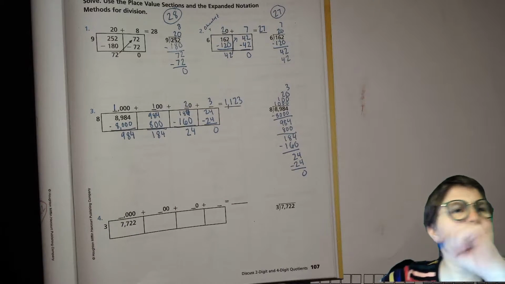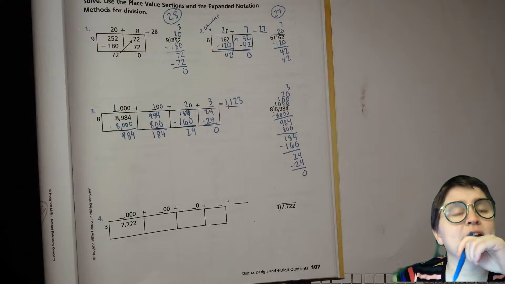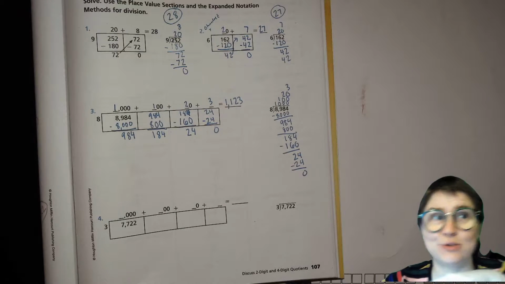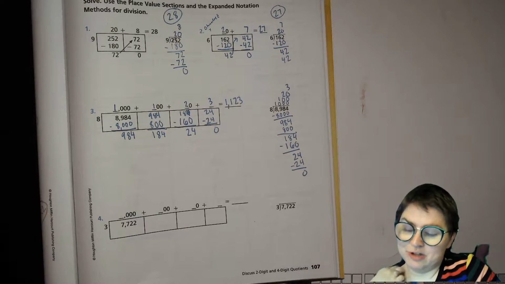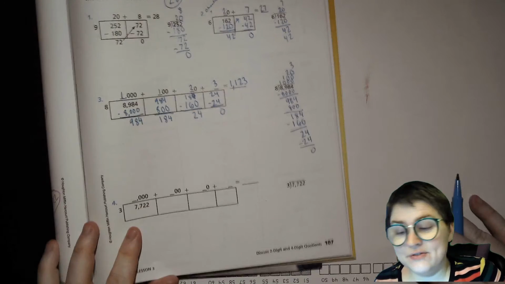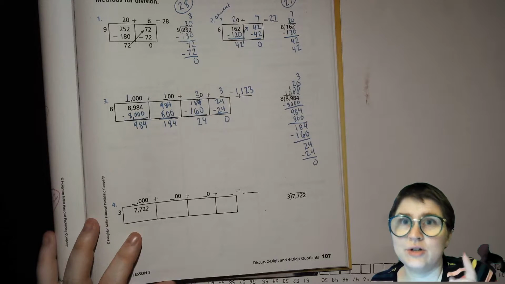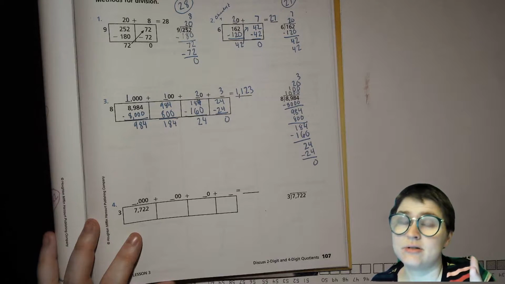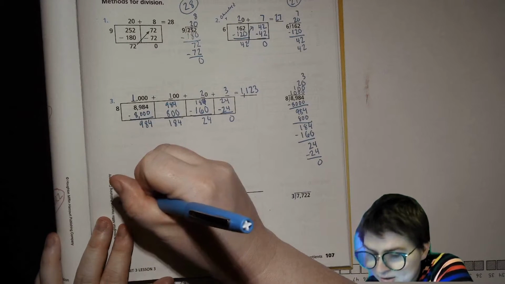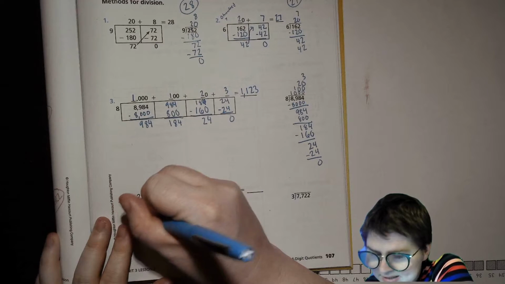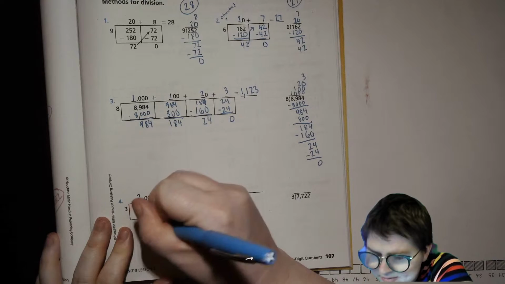Give this one a shot on your own. I've done these two with you. Try this one, hit pause, and then play when you're ready. Okay, now I'm assuming you're ready and you've done this already. How many thousands do you multiply by 3 to get close to but not over 7,000? 1 would be 3,000. 2 would be 6,000. That's pretty close. 3 would be 9,000. That's too high. So 2 thousands gets us 6,000. Then we're going to find that difference.